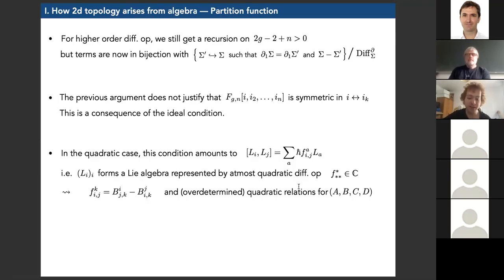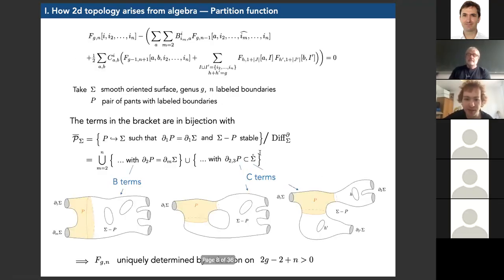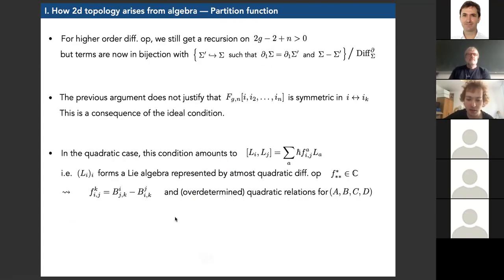In other words, in a quadratic case, this ideal condition means that this family of operators forms a Lie algebra. You can write down explicitly the conditions it puts on the coefficients A, B, C, D; this is some quadratic condition. If you really do that, you find that the structure constants of the Lie algebra are related to the antisymmetric part of B. And for the rest, you get quadratic relations which are overdetermined. So a priori, it's very non-trivial to exhibit an Airy structure, to find solution operators satisfying Lie algebras like that.